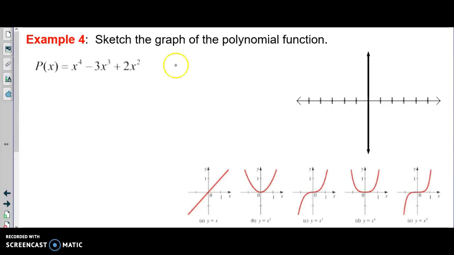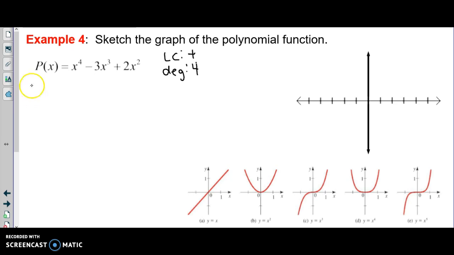Example 4. We're going to look at, of course, our leading coefficient. What is that sign there? That is a positive. Then we're also going to look at what is our degree. Our highest degree here is 4.